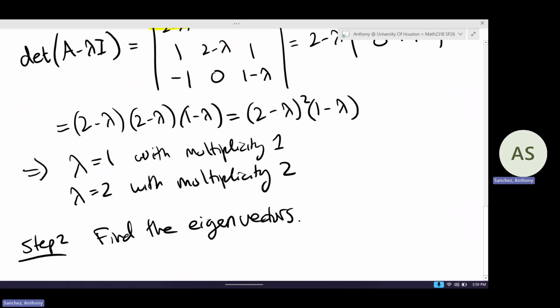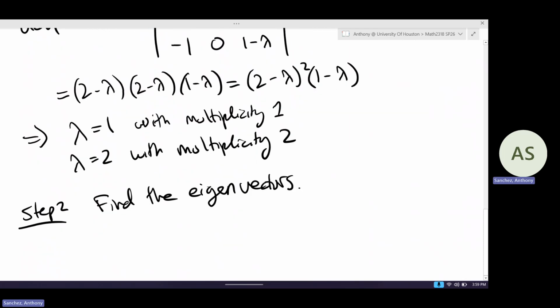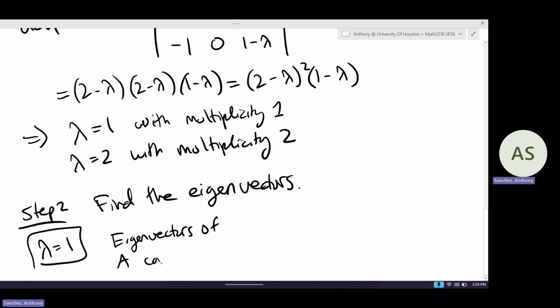Okay, and so how do you find the eigenvectors? You have to find them for each eigenvalue, and so I'll start with lambda is equal to 1, and then shortly thereafter, I'll go to lambda is equal to 2. So for lambda is equal to 1, eigenvectors of A corresponding to lambda is equal to 1 can be found by computing the null space of A minus 1 times I.